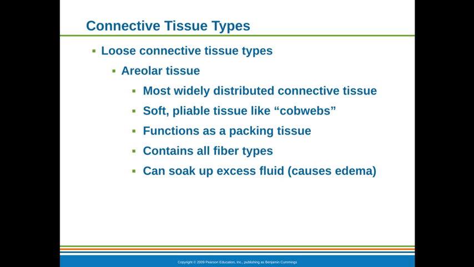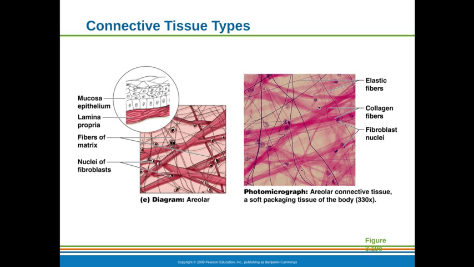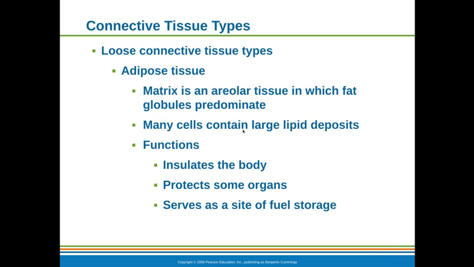Now, areolar, this is the most widely distributed connective tissue. It's a packing tissue, so to say. It can soak up excess body fluid, causing edema. It's very pliable and is going to be used to connect different tissue types. So we see this web-like structure right here. We find it deep to the dermis, often in the lamina propria layer. We'll talk in more detail about the importance of this in our next chapter, chapter 4, dealing with the integumentary system.